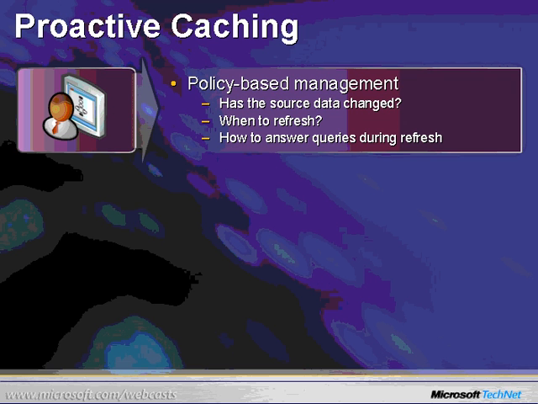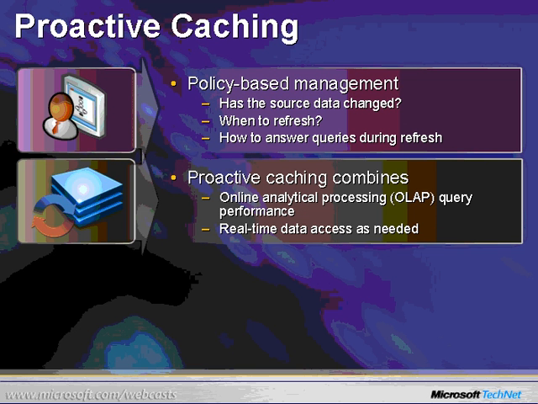Proactive caching allows us to deliver OLAP query performance, which is better than query performance against a large source database, but also allows us to get real-time access to the source data as we need it in order to deliver that real-time BI.